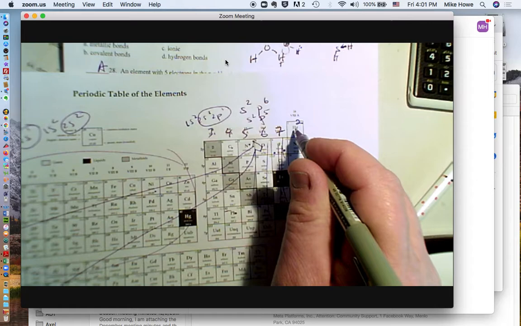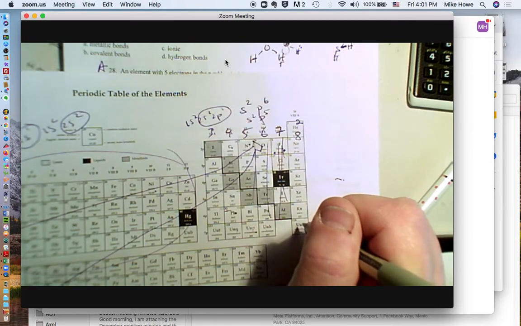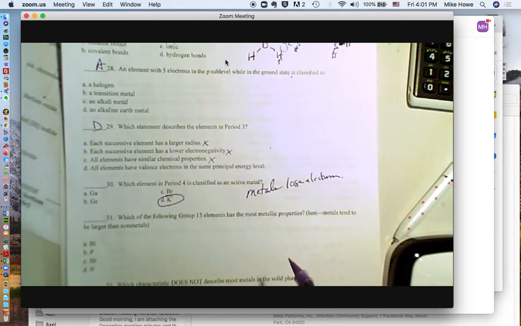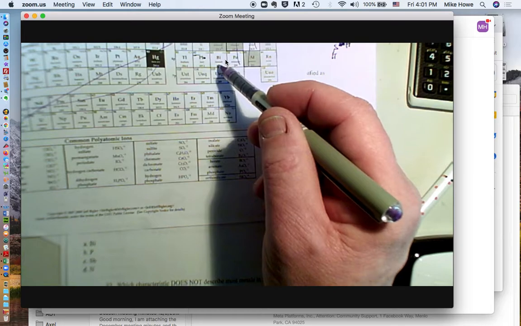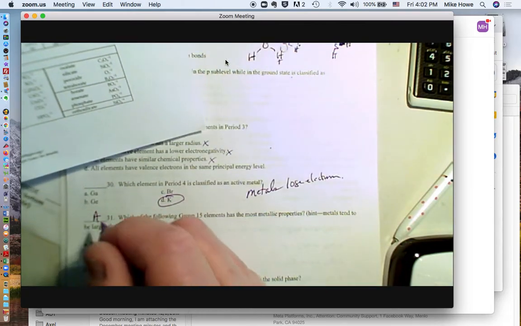The reason the noble gases are not active is that they do not have any open spots in their outer shell. Okay, which of these elements has the most metallic properties? It'd be the biggest one, because those are the ones that lose electrons easiest, so I think that's going to be, of these elements, bismuth. That's A, the one furthest down.